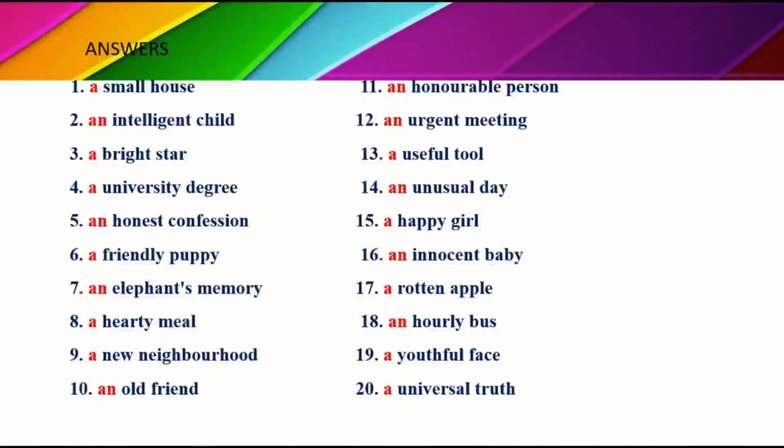These are the answers: a small house, an intelligent child, a bright star, a university degree, an honest confession, a friendly puppy, an elephant's memory, a hearty meal, a new neighborhood, an old friend, an honorable person, an urgent meeting, a useful tool, an unusual, a happy girl, an innocent baby, a rotten apple, an hourly brush, a youthful face, a universal truth. You can check your answers now.